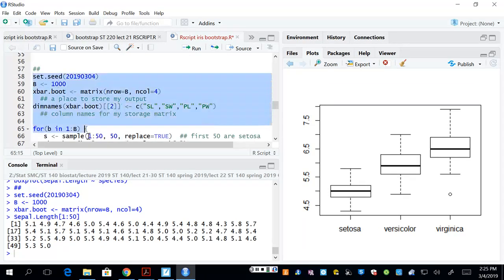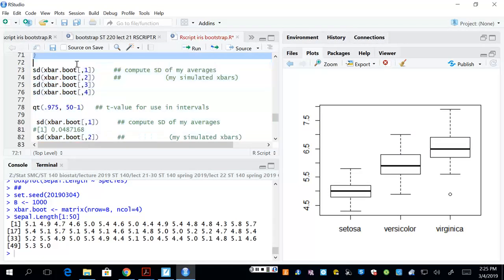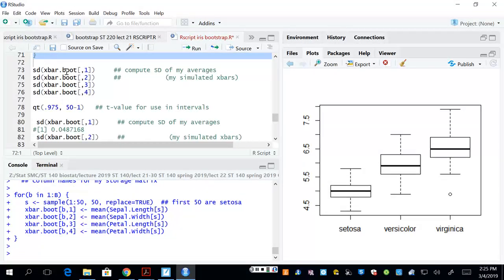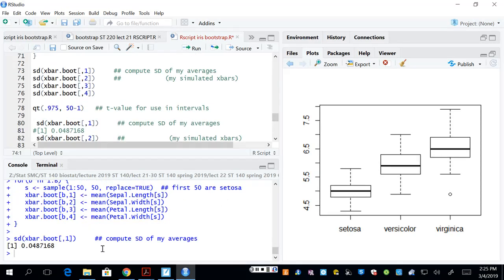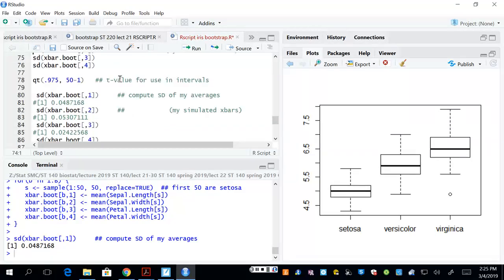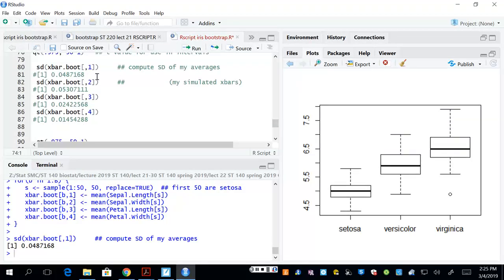So this business here, if I do that, it runs and it's done. So the standard deviation of this should be like the standard error. The standard deviation of this first one here, the first column was SL, so sepal length. And so this would be the standard deviation there. And I got the same number that I had before because I used the same random number code.